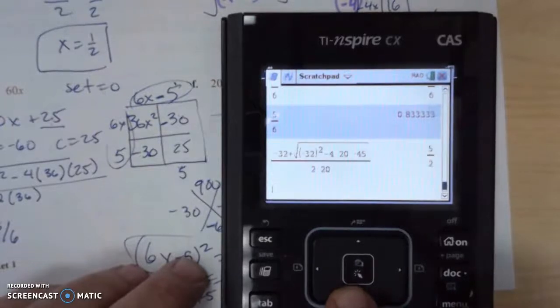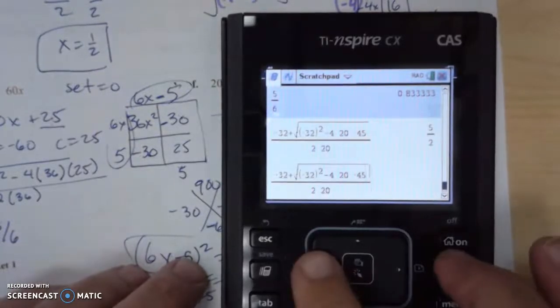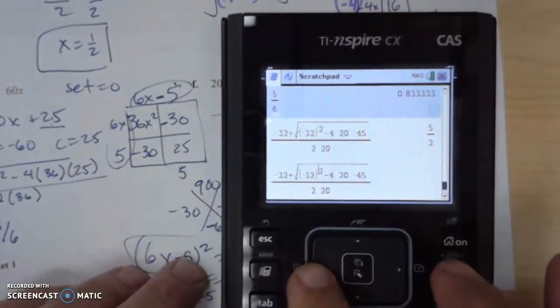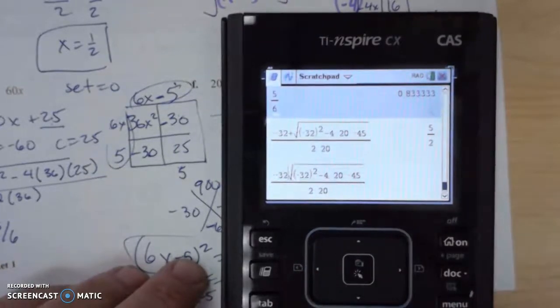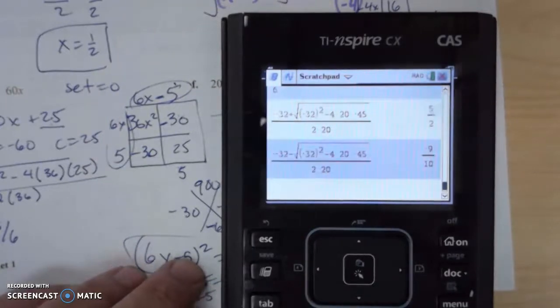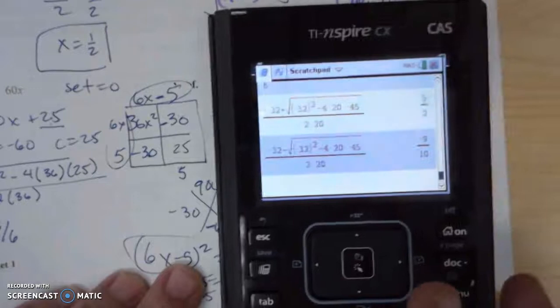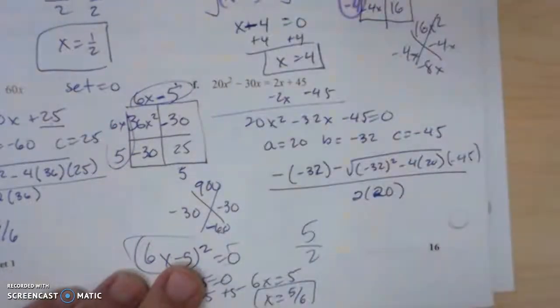Then I'm going to do the same exact problem again, so this cool little feature, Control C for copy. Come down here, Control V. I know you do not have this calculator at home, but I'm just going to take this problem right here, change that to a minus, and now when I hit enter, I get negative 9/10. So those are my two answers, 5 halves and negative 9/10.